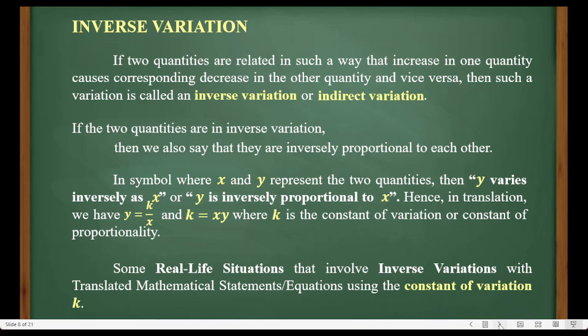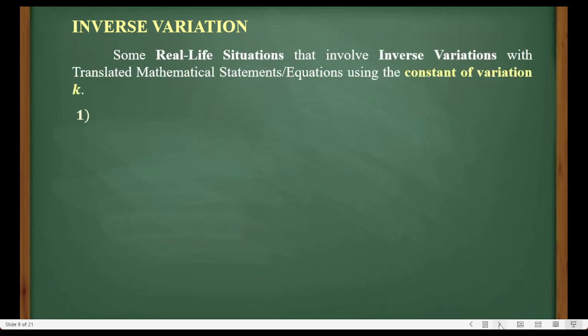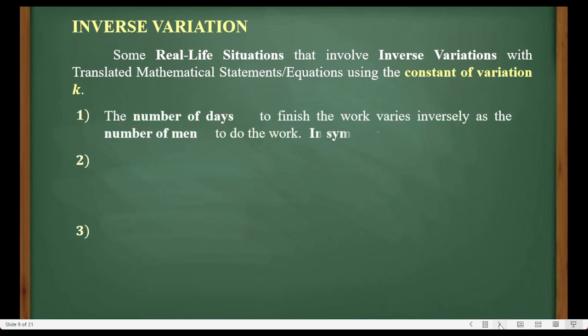Now, just like the direct variation, there are some real-life situations that involve inverse variation, with translated mathematical statements or equations using the constant of variation k. And these are: number 1, the number of days to finish the work varies inversely as the number of men to do the work. So in symbol, the number of days to finish the work is represented by small letter d, and the number of men to do the work is represented by small letter w. So in symbol, we have d is equal to k over w.